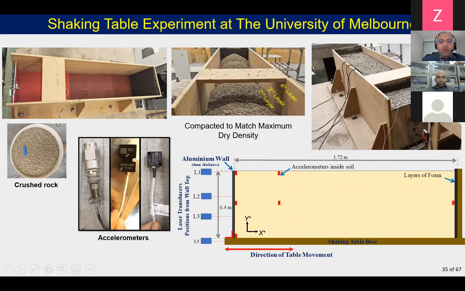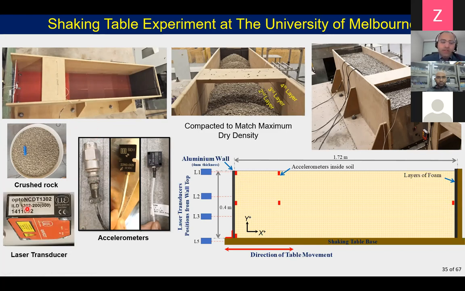And these are the accelerometers. The uniaxial accelerometer is very costly, but it was really very accurate. This one was very cheap, not very accurate, but it was okay. This one was good actually. So this is the triaxial accelerometer. So install all these things inside the soil based on their accuracy level and desired location.